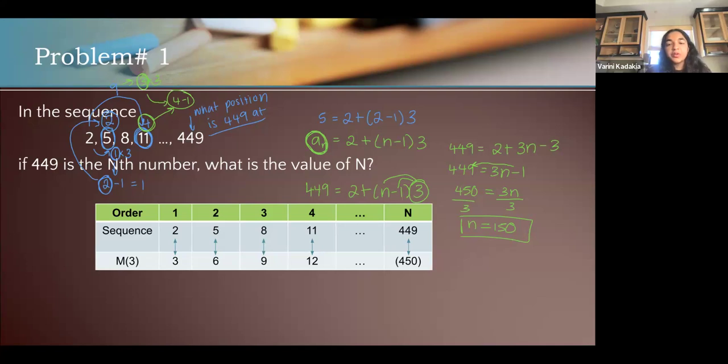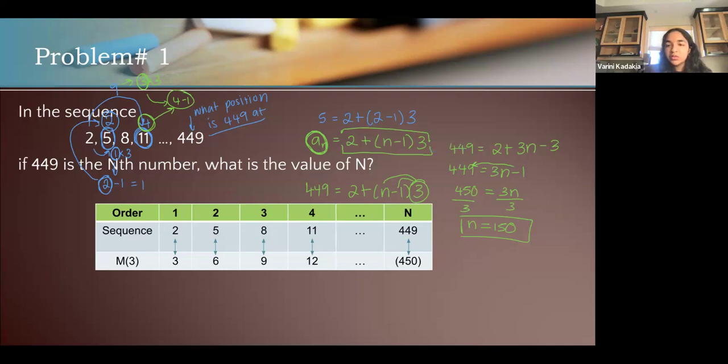But how did we come up with that 449 equals 2 plus 3n minus 3? How did we come up with that? You multiply 2 by n minus 1 in the brackets. No, but how did we come up with this equation? Like, how did we get that? What pattern did we find? You replace a n with 449. But how did we get this pattern? Like, where did this come from? This part.